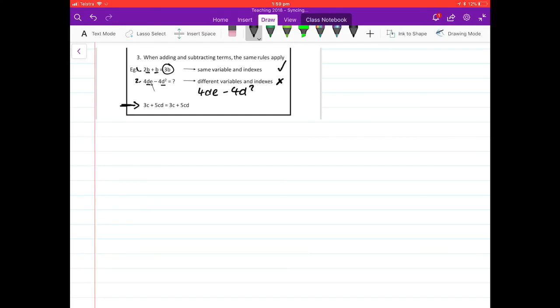Just like this example down the bottom here, we've got 3 carrots plus 5CD, or 3C plus 5CD, so we've got a C component, and we've got a CD over here. We can't do anything with those, so it's just rewritten exactly the same way as it already was in order for it to be simplified.